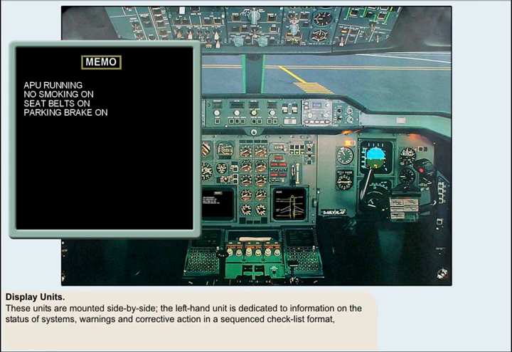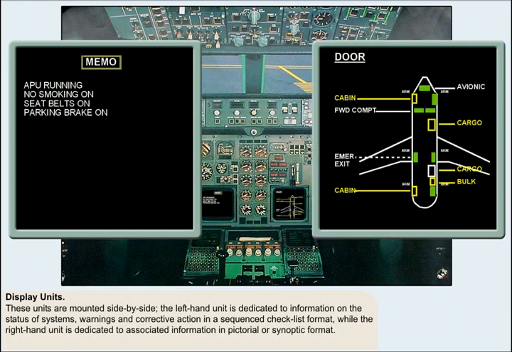The display units are mounted side by side in the early version of the A310. The left-hand unit is dedicated to information on the status of systems, warnings, and corrective action in a sequenced checklist format, while the right-hand unit is dedicated to associated information in pictorial or synoptic format.